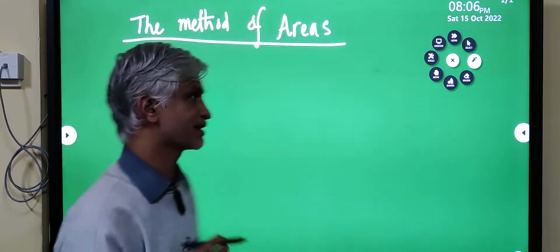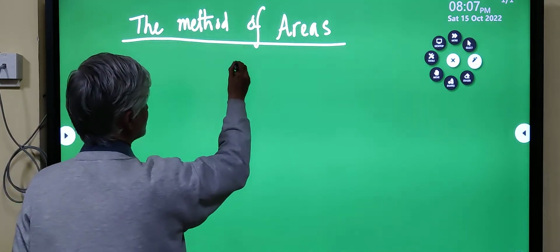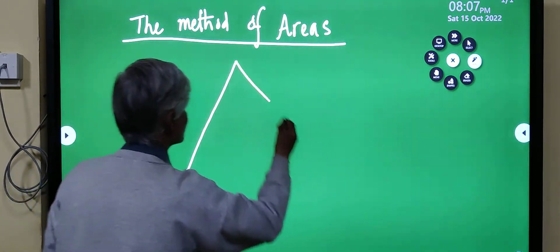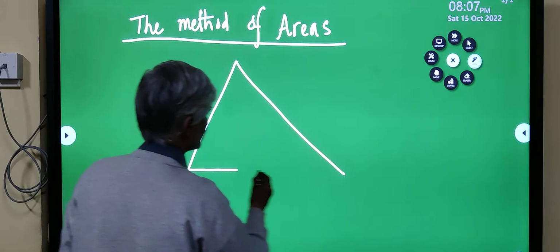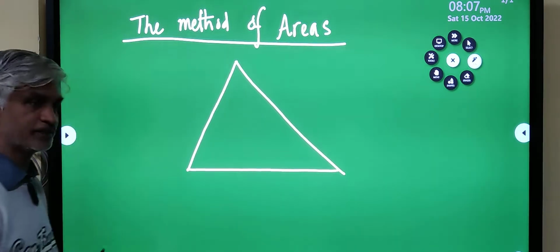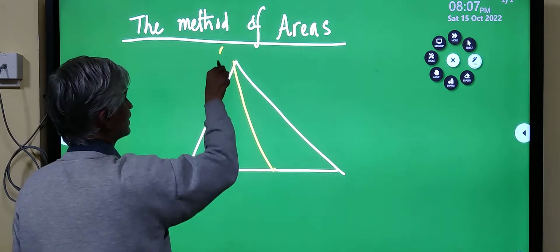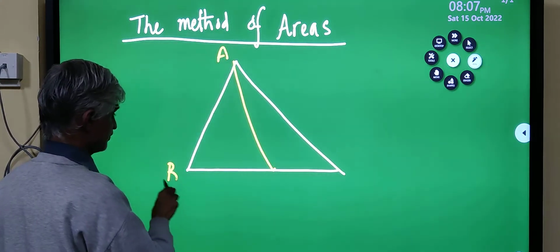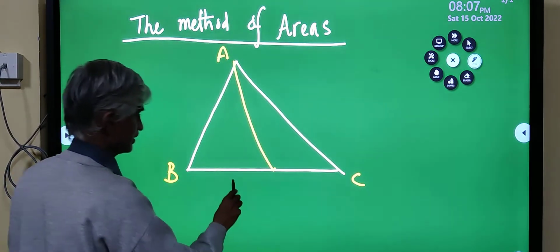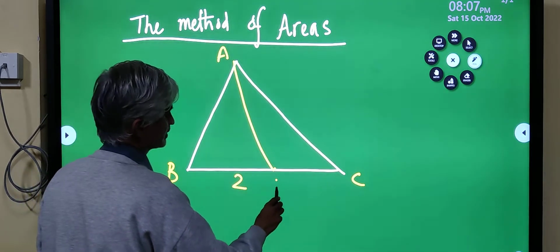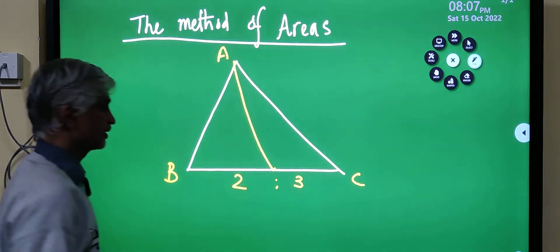So, what exactly is this idea? It goes like this. It is something that you will be able to understand in no time at all. So you take a triangle and let's say that there is a line like this which divides the base in the ratio of, let's say, 2:3.